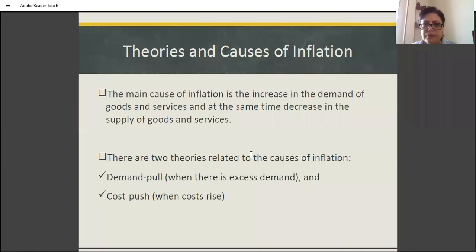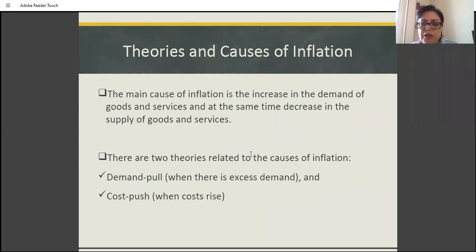Inflation rate is the ratio between the price index of the current year minus the price index of the previous year or base year, divided by the price index of the base year. And the result of the ratio we have to multiply by 100% in order to get the percentage indicator for the inflation rate. Well, later I'll offer you another presentation in order to clarify the calculating procedure of the inflation rate. Now let's go to theories and the causes of inflation.